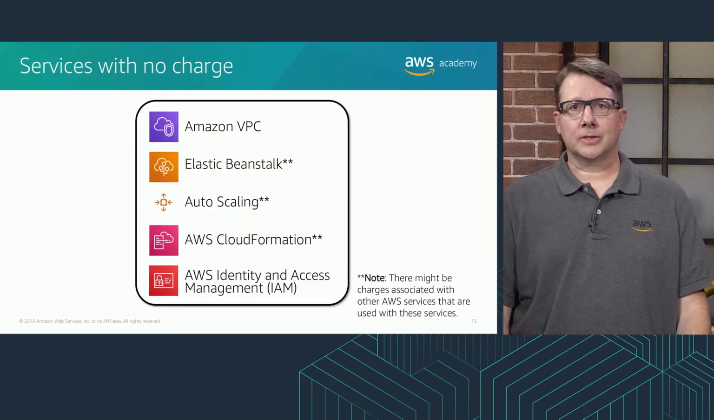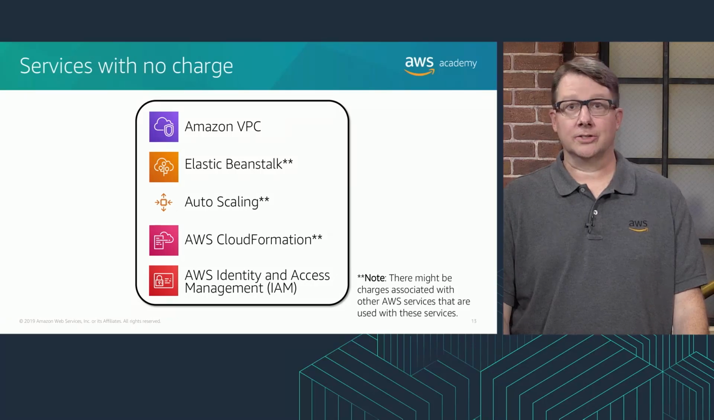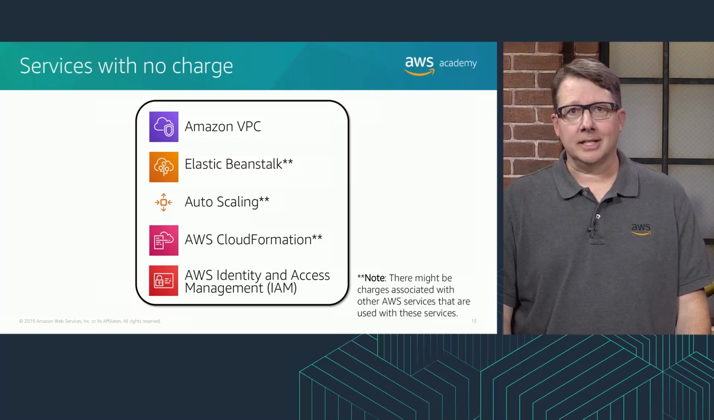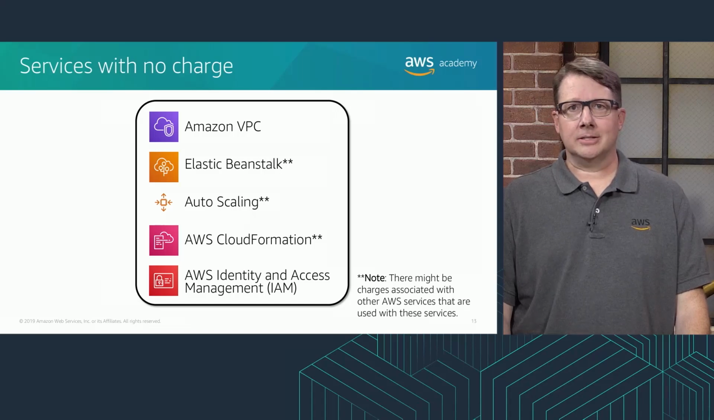AWS also offers services for no additional charge, such as Amazon VPC, AWS Elastic Beanstalk, Auto Scaling, AWS CloudFormation, and AWS Identity and Access Management. There is no charge for these services, but there might be charges associated with the resources they provision. For example, when you automatically scale additional EC2 instances, there will be charges for those instances. The Auto Scaling service is free.